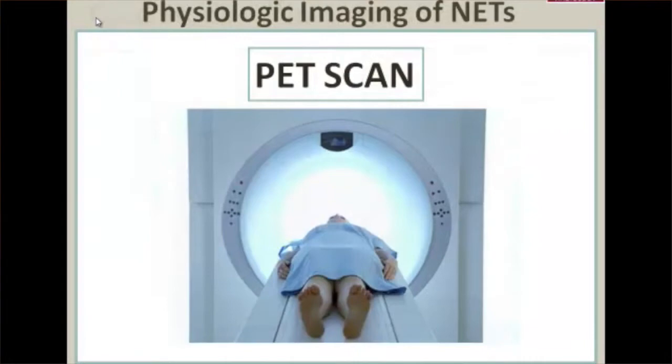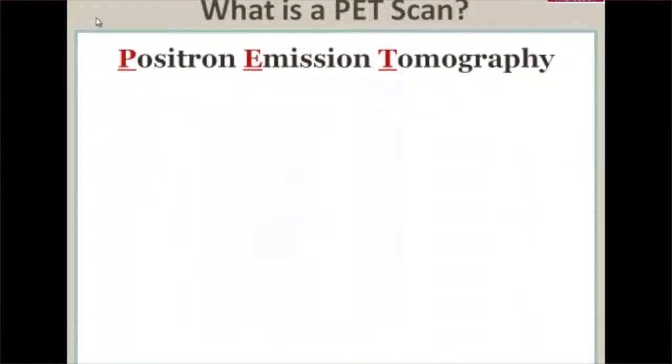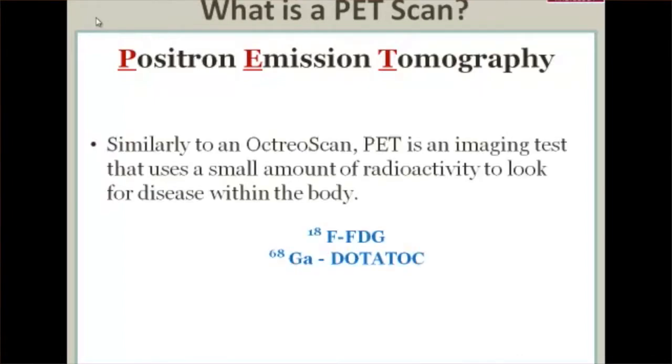So let's talk about a PET scan. All right, let's see how that's different. PET stands for positron emission tomography. That's a detail that you may or may not need to know. Everybody knows it as a PET scan. So similarly to an Octreoscan, PET is an imaging test that uses a small amount of radioactivity to look for disease within the body.